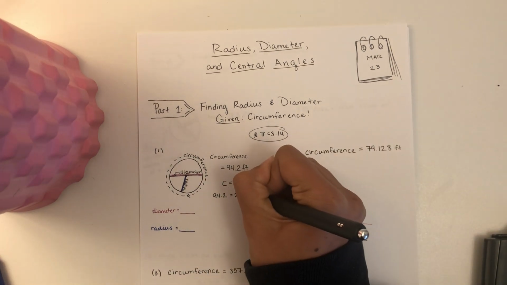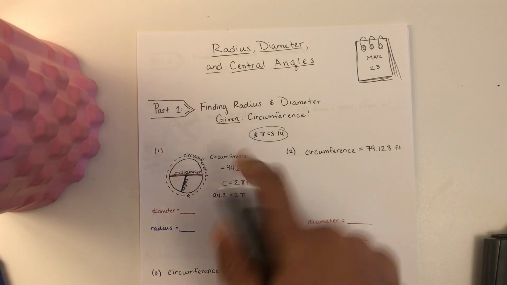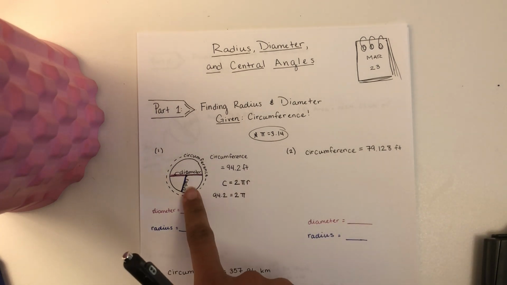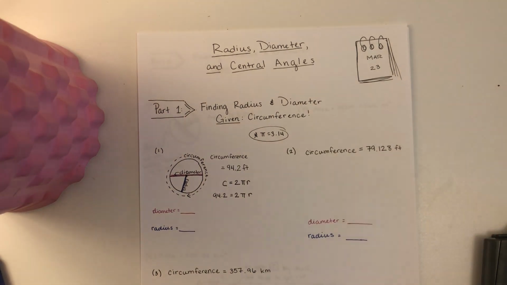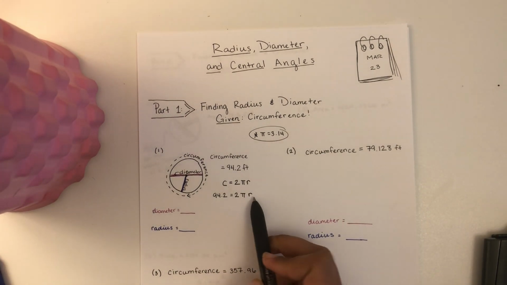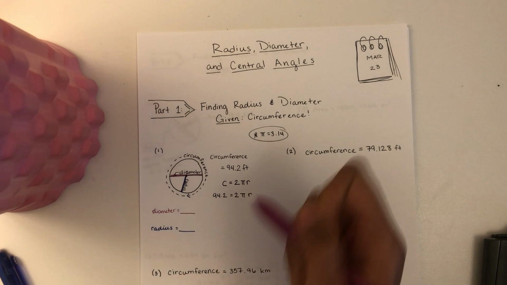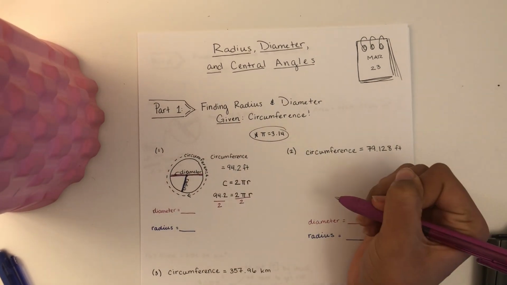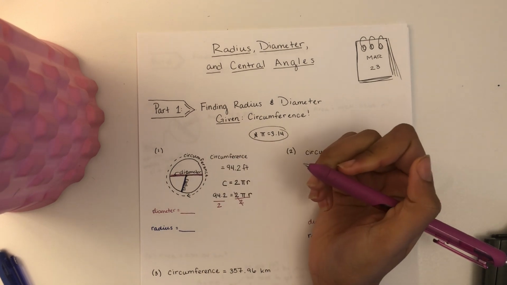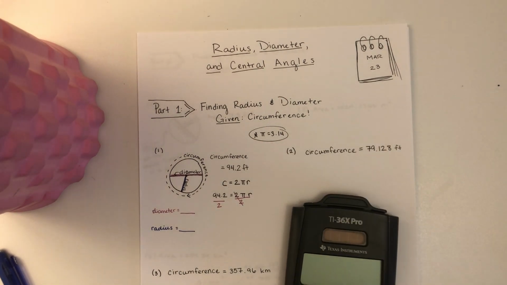Pi is just pi. And r, do we know our radius yet? No. So leave the r there. Now let's start getting this r by itself. All right, so the first thing you should do to both sides is divide by 2. When you do that, these 2's cancel. You need your calculator. So 94.2 divided by 2 is 47.1.